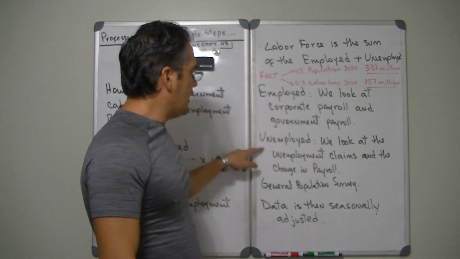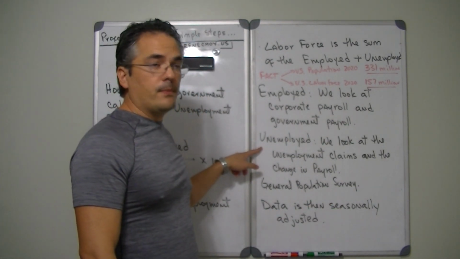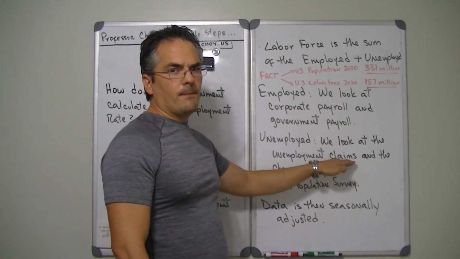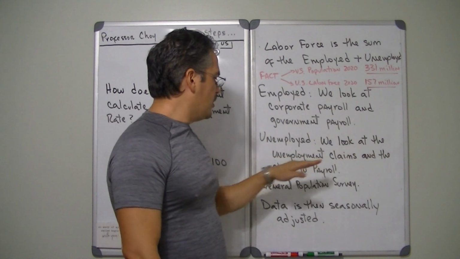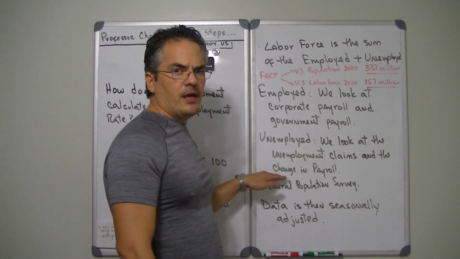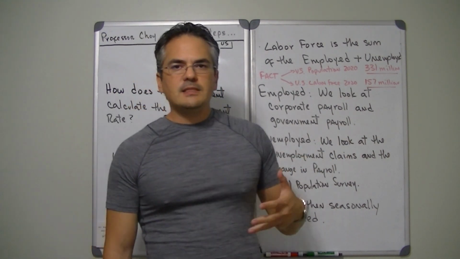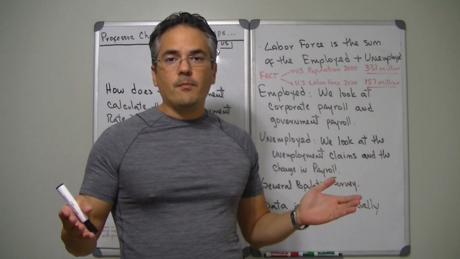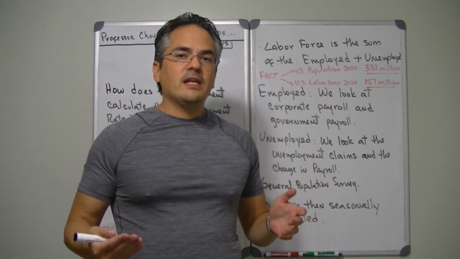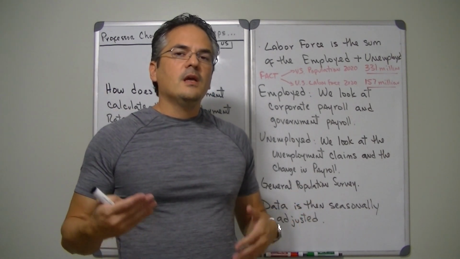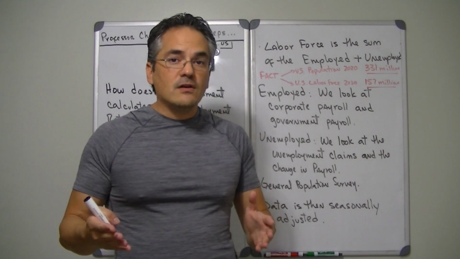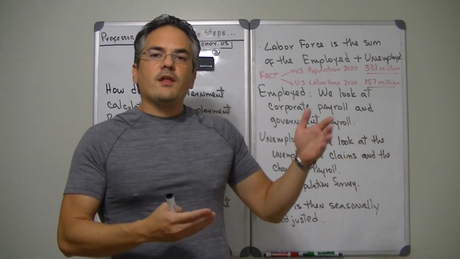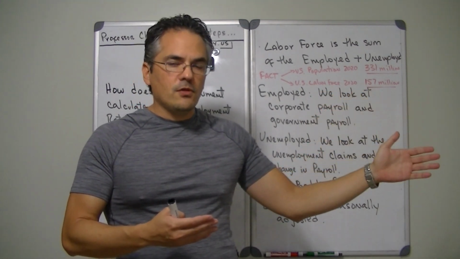All right, now how do we figure out the amount of people that are unemployed? Well, we basically look at the amount of people that file for unemployment claims, and we also compare that to the change in payroll. Now, I need you to understand that let's say my company has today 10,000 people on payroll, but then next month it only has 9,000 people on payroll. What that basically means is that 1,000 people lost their jobs. Now, of course, there might be another company where their jobs went up. In other words, their payroll numbers went up.